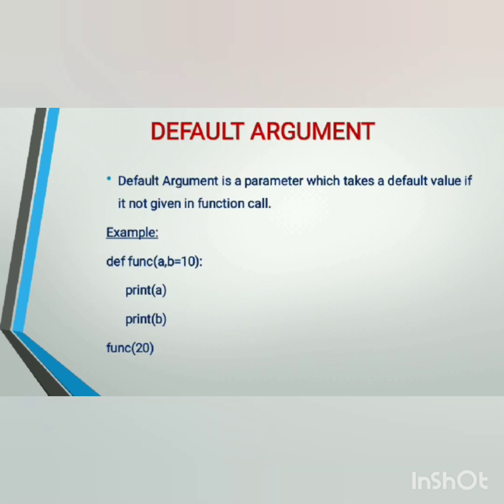So I will repeat the concept of default argument. You are going to call the function, right? Within the function calling you are going to pass the argument values. If you are not passing any values in the parameter, it will take the default value which is assigned in the function definition. This is called default argument. So it is a parameter, it will take the default value if it is not given in the function call.